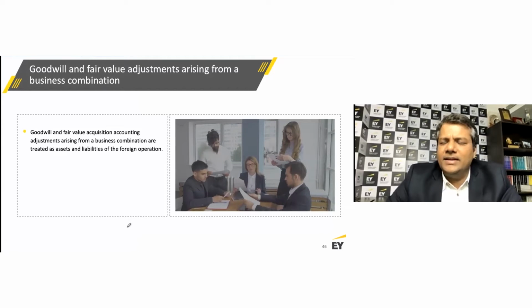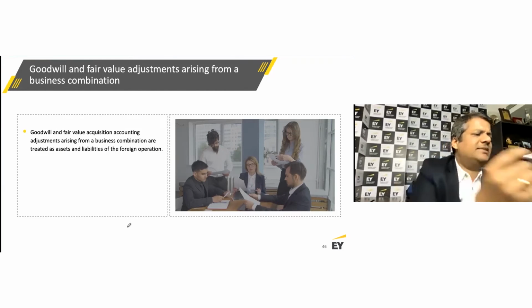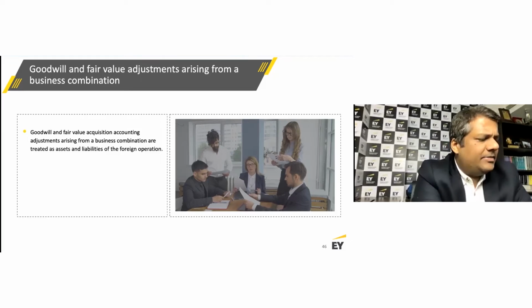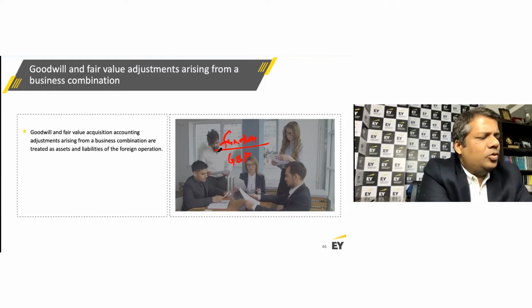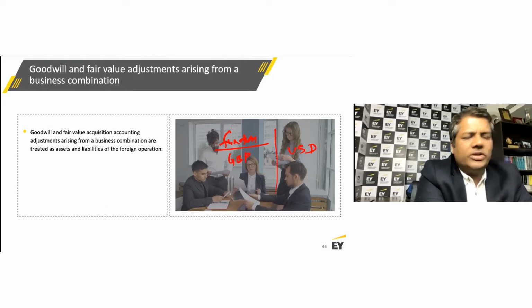That arises because of a business combination. So if there are goodwill and fair value adjustments arising from a business combination, what happens is, let's say, again the same thing, you are a GBP functional currency entity, and you do a US dollar acquisition. You do an acquisition of a company whose functional currency is US dollar.